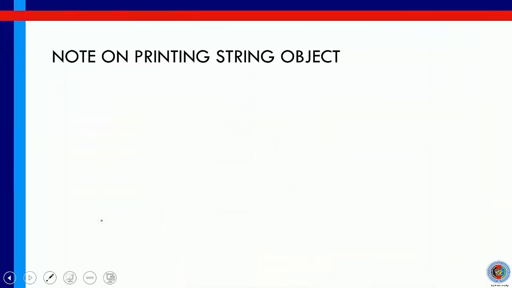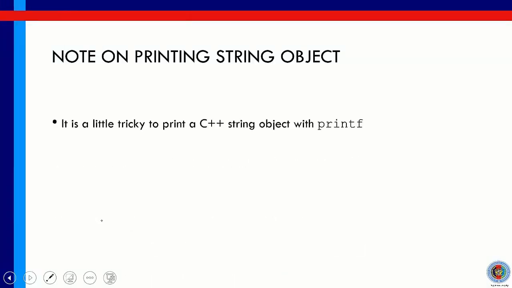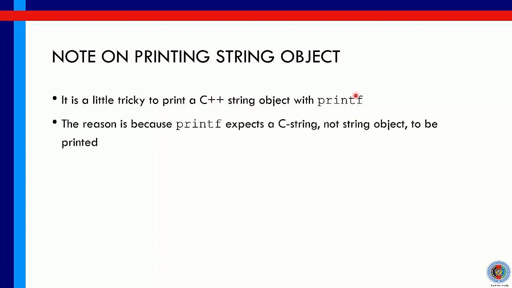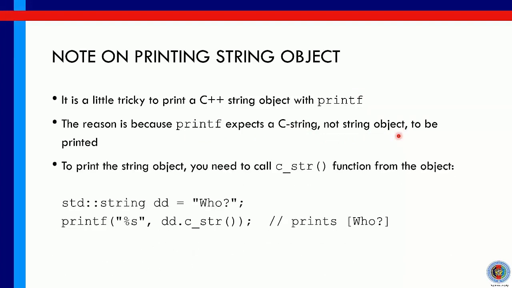There is a note about printing string object. So far, I think we have not been printing string object so much, because it is a little tricky to print C++ string object with printf, because printf is expecting C string, not C++ string object. So to print string object, what you need is to call c_str, C string actually, short form for C string, from the string object that we want to print.